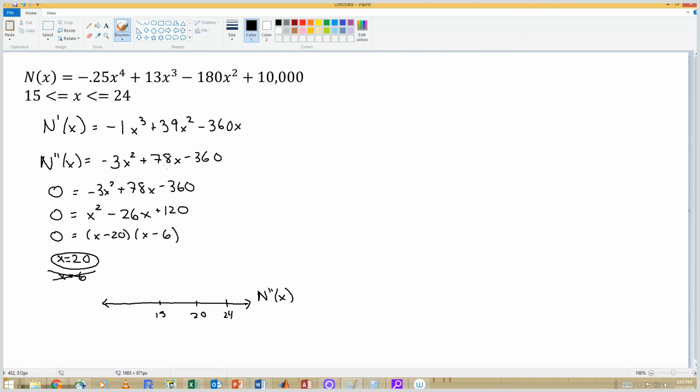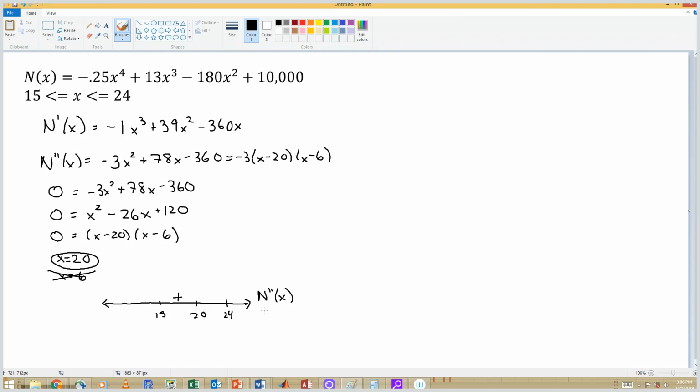We're going to look at N double prime of x, and I'm just going to rewrite that as negative 3 times x minus 20 times x minus 6. Remember, when we factored it down here, we divided by negative 3, so I'm just putting it back in. This will make it easier for me to tell whether my second derivative is positive or negative. So if I look now between 15 and 20, this negative 3 is negative, x minus 20 is negative, x minus 6 is positive, so we've got positive times negative, so the second derivative is positive.